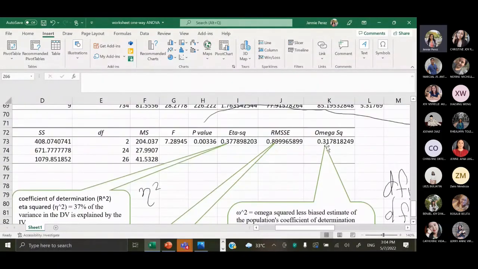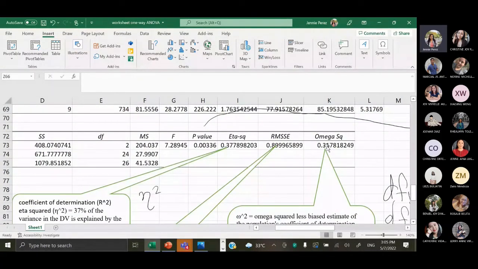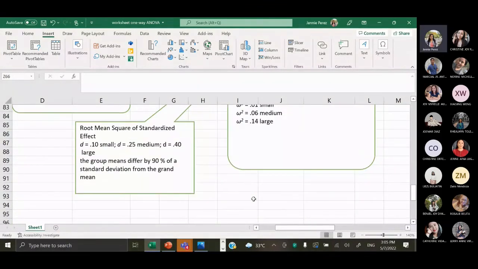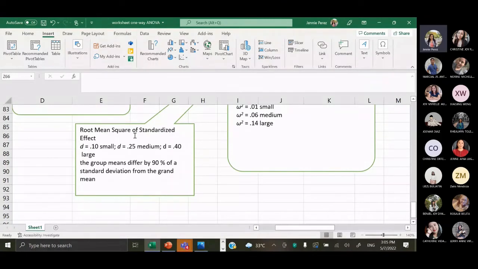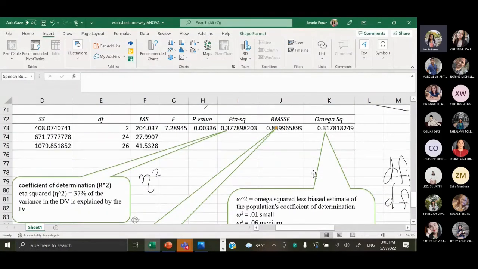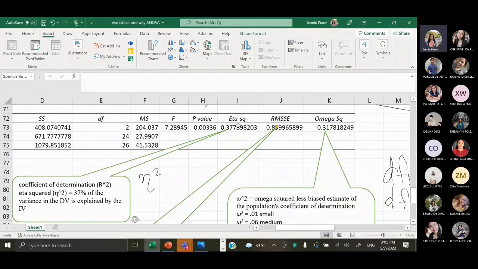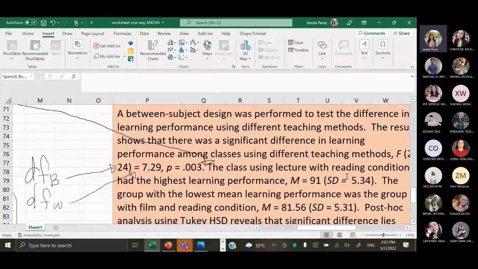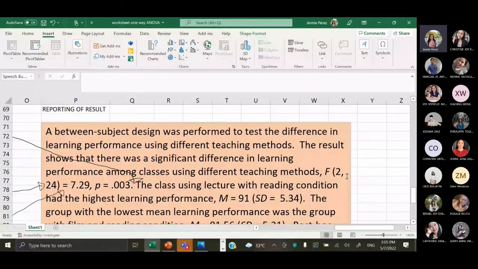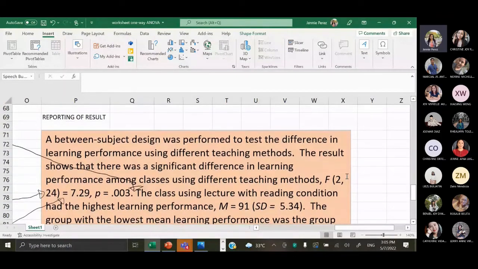We also have another form of effect size here. This is already around 0.90. Okay, so we have here that is very large according to this scale for interpretation. Now you just choose which among the eta squared, RMSSE, or omega squared you would use for your reporting. So this is now for reporting of your result.